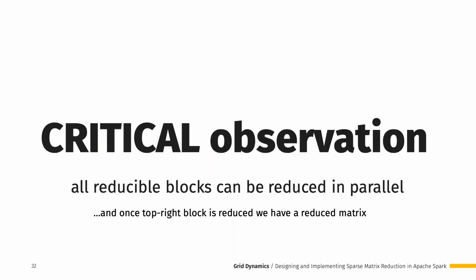And now the critical observation is that all reducible blocks can be reduced in parallel. And once the top right block is reduced, we have a reduced matrix, because the submatrix ending at the top right of the top right block is actually the entire matrix.